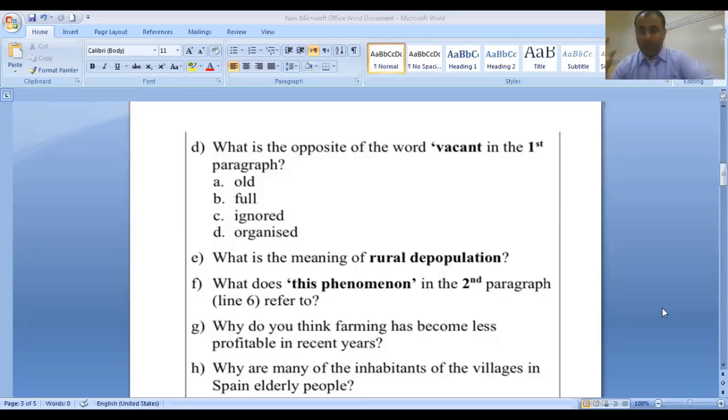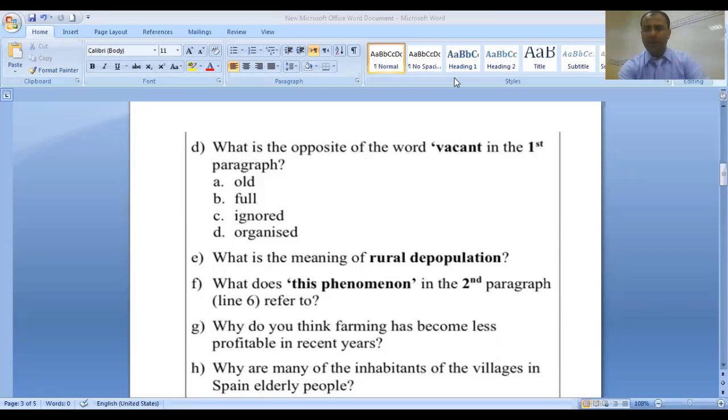Okay. As I said before, rural means relating to the countryside, and depopulation is the number of people decreasing. Together, rural depopulation is a phenomenon that people who live in the countryside are moving to live in the cityside, deserting the village and leaving the farms. This is rural depopulation, okay?